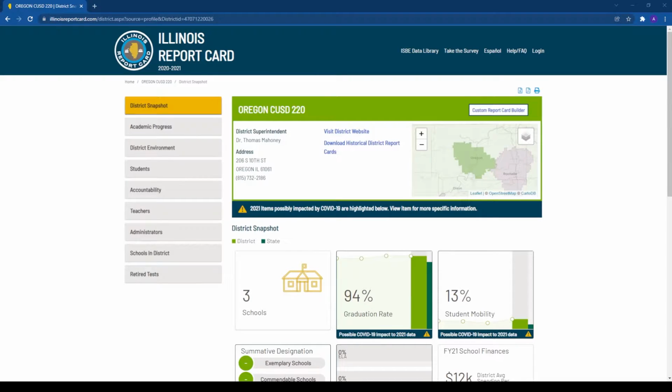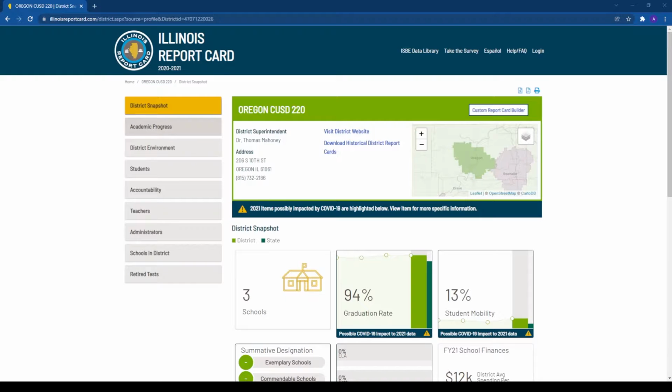All right. Welcome back, and thank you again for joining us here. So last time we went over the district snapshot, and we kind of gave an overview of the Illinois report card. And today what we're going to do is dig a little bit deeper. I already have the report card pulled up here and into the district that I want to analyze, which is our local district, Oregon, CUSD 220.